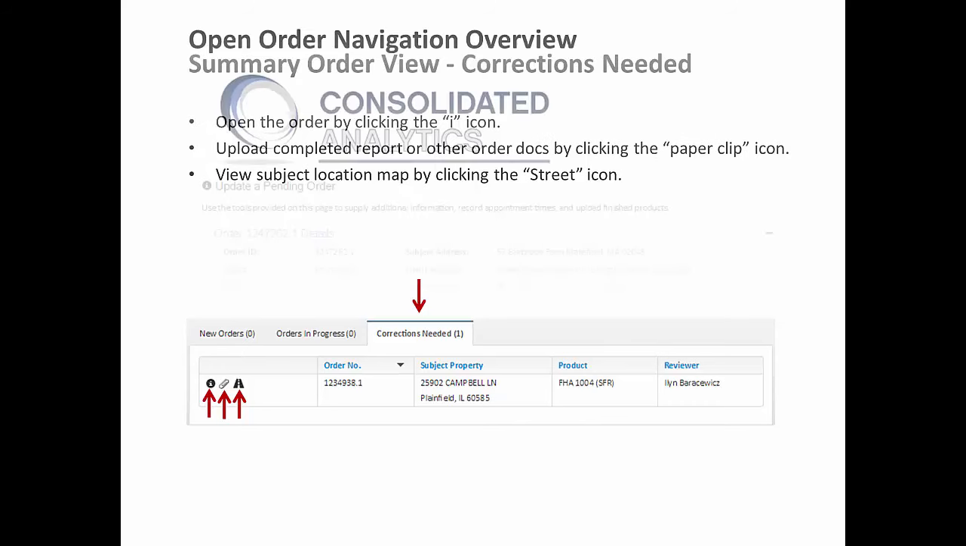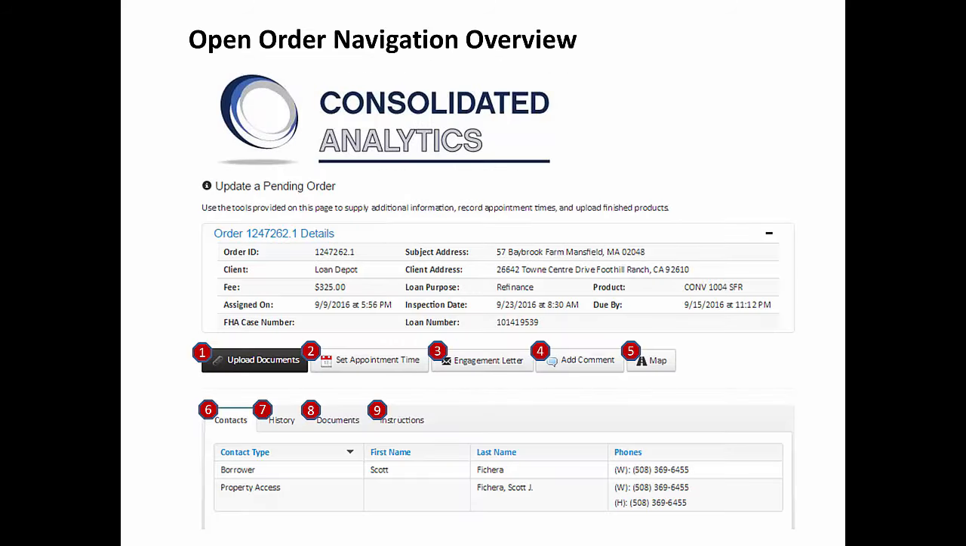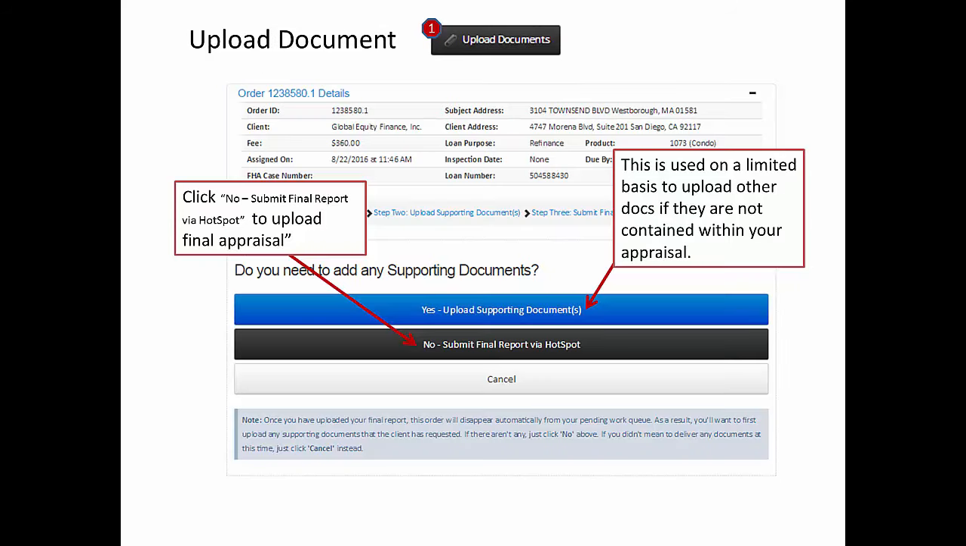The view here is your main order view, which is seen after clicking the eye icon. So let's go over the functions of each one of these buttons and tabs. The Upload Documents button allows you to upload the completed appraisal or other documents to us. Click the black button to upload your completed appraisal report.